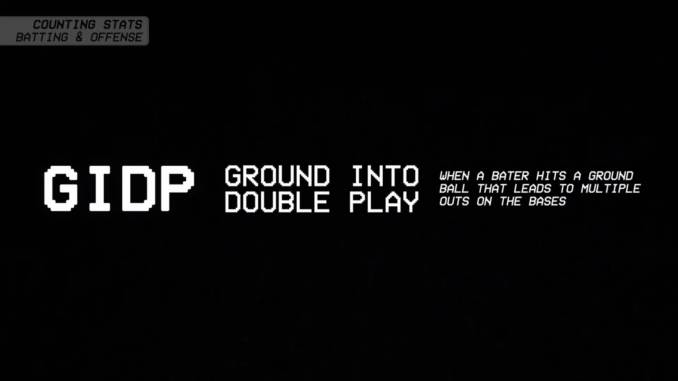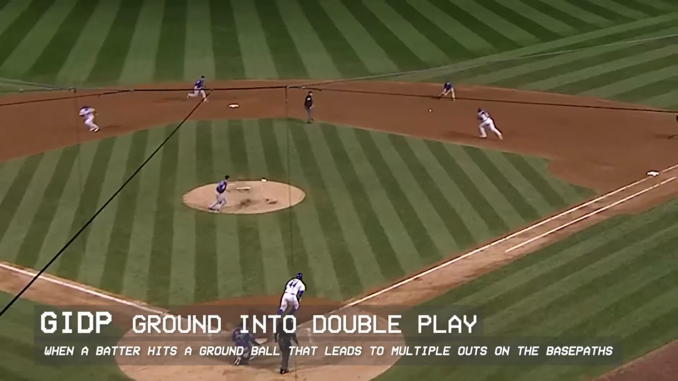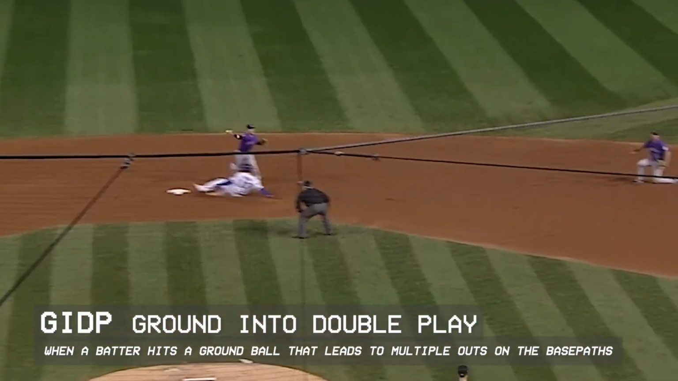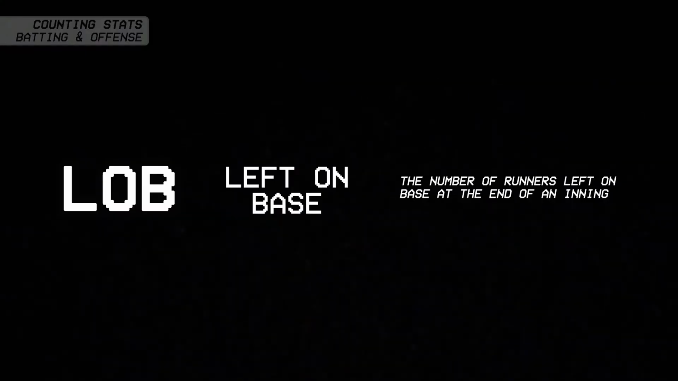A ground into double play is when a batter hits a ground ball that leads to multiple outs on the bases. The final counting stat to talk about is left on base, which is the number of runners left on base at the end of an inning. Like every counting stat here, left on base is tallied for individual players as well as at the team level.